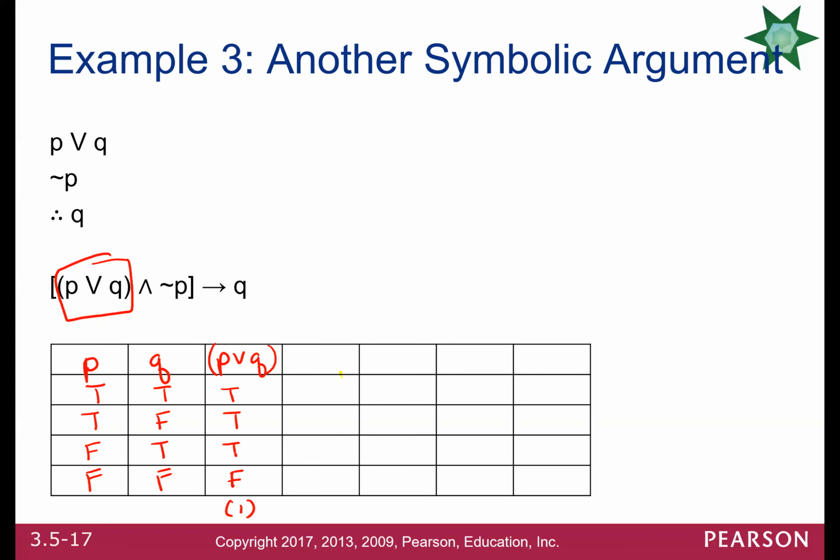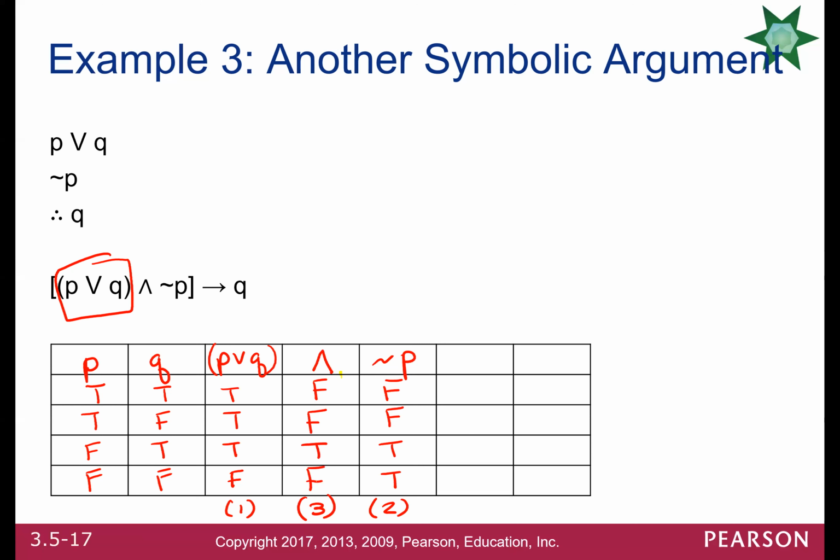Then I'm going to do the negation of P. That's going to be the second thing I do. So we're going to negate P, false, false, true, true. And then the next thing I'm going to do is the conjunction. So that is going to be column 3. And the conjunction is true if both statements are true. Otherwise, it's false. So it's going to be false for the first case, the second case. It will be true for the third and false for the fourth.